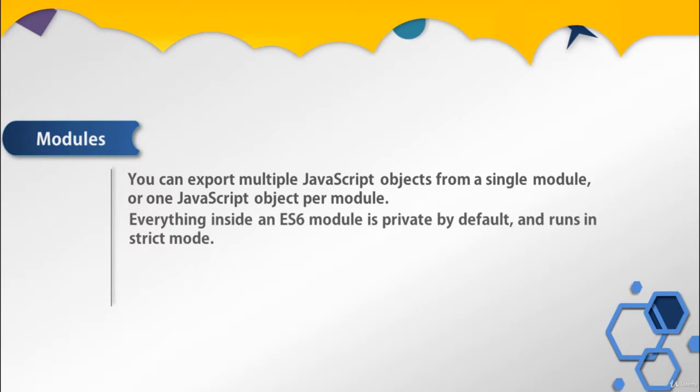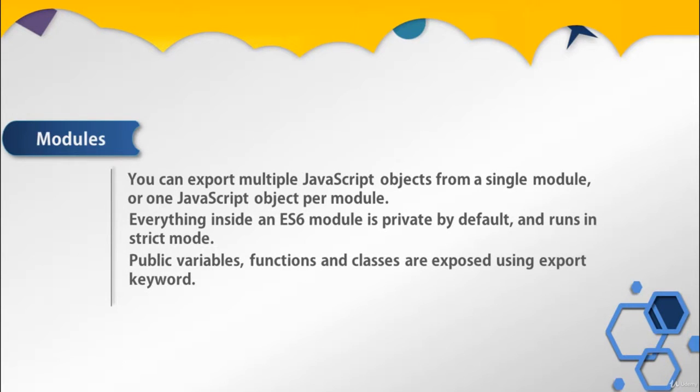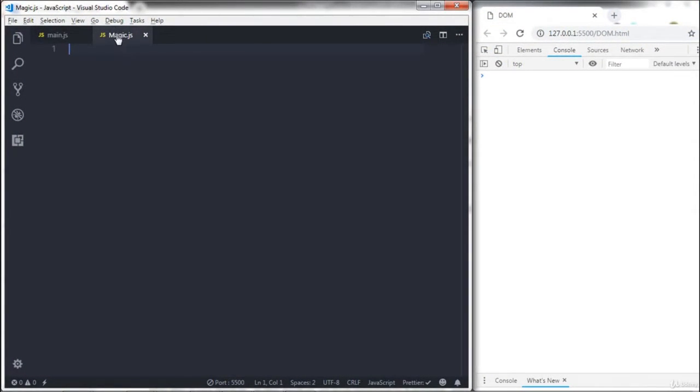Everything inside an ECMAScript 6 module is private by default and runs in strict mode. Public variables, functions, and classes are exposed using the export keyword. Now, let's take an example and understand how to create modules using ECMAScript 6.